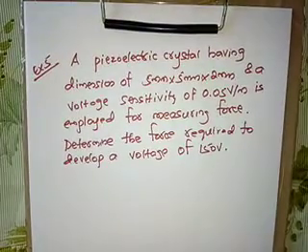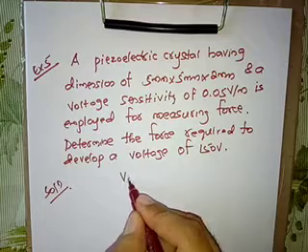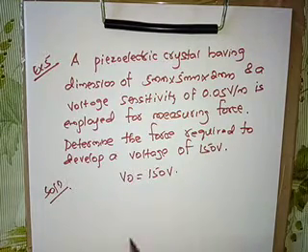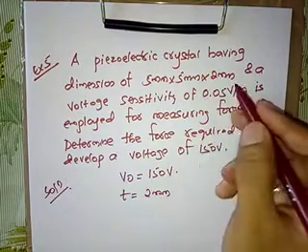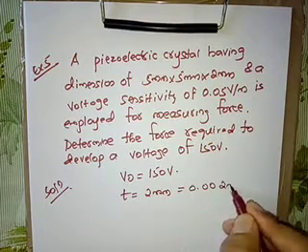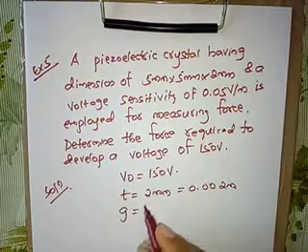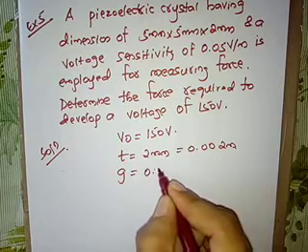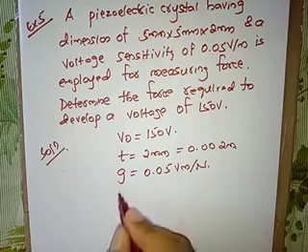So what is given, students? The given data is voltage developed V0 is given, that is 150 volts. It's again a piezoelectric crystal. The crystal thickness is T is equal to 2 mm. That is length into breadth into width or the thickness. That is 0.002 meters thickness. Crystal sensitivity is given. The voltage sensitivity G is equal to 0.05 voltmeter per Newton.